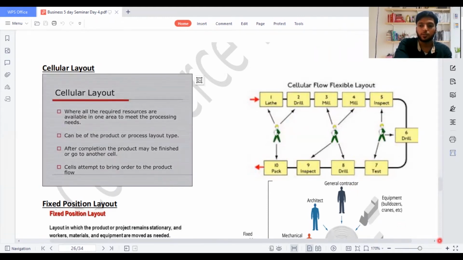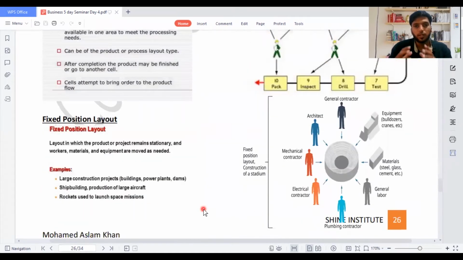And the final one is the fixed position layout. It says that when you're producing some sort of big product, you can't produce it in one particular area and move it; we need to go and produce it in that particular area. Now you see here, there's a stadium they're going to make. I can't make a stadium in my house and take it and put it on the land. So they need to make the stadium on the land. So they all move to this particular place: electrical contractor, mechanical contractor, architect, general contractor, equipment, bulldozers, trains come in, material, steel, glass, cement come in, general labor comes in, and plumbing contractor comes in. All come and prepare this, then only it becomes a stadium. So fixed position layout says that the product doesn't move. All the resources should be brought to that particular place. So then of course production can happen smoothly.